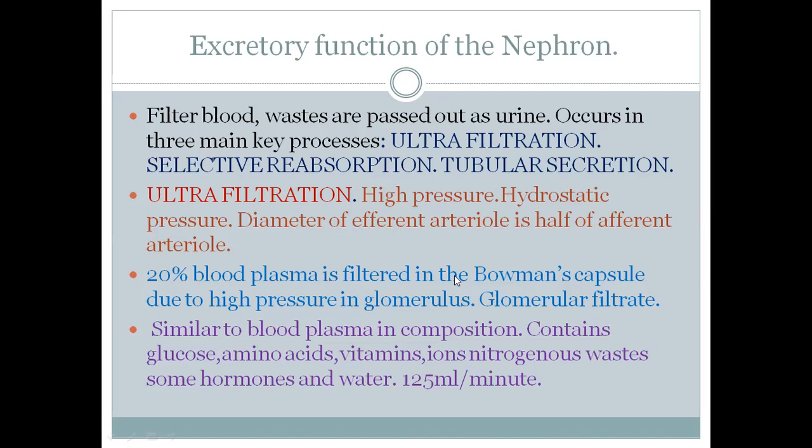20% of the blood plasma is filtered in the Bowman's capsule due to the high pressure in the glomerulus, and the filtrate that we get from this process is known as the glomerular filtrate. The glomerular filtrate is similar to the blood plasma in composition. It contains glucose, amino acids, vitamins, ions, nitrogenous base, some hormones, and water. 125 ml per minute is filtered from the glomerulus.